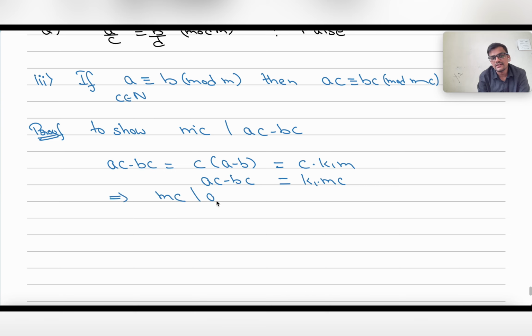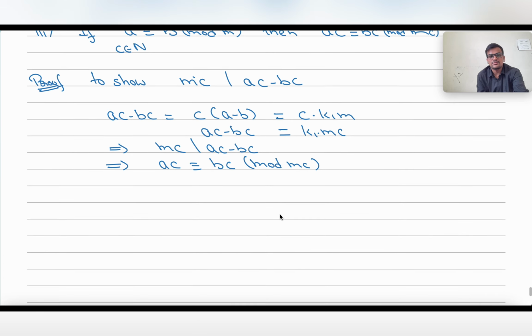MC will divide AC minus BC, and this will imply what? AC is congruent to BC modulo MC, right? So this is my third property. Now let's move to the fourth property.